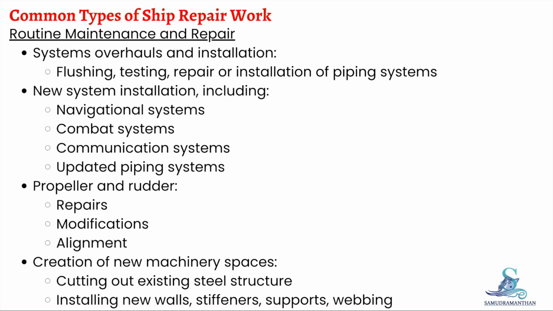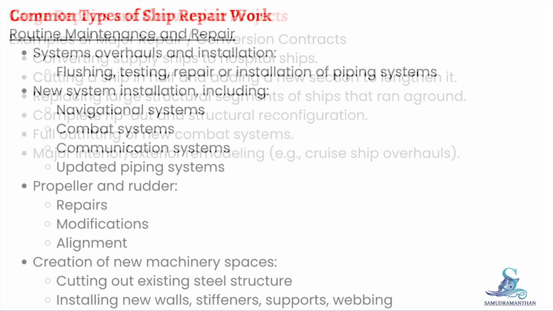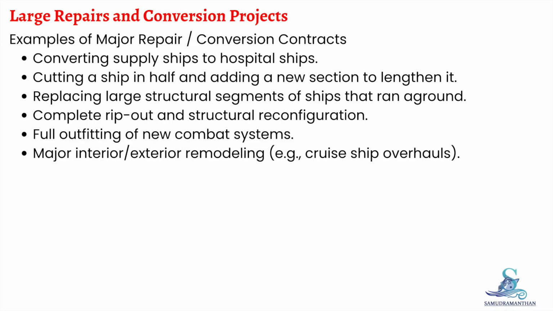System overhauls and installations, including flushing, testing, and repairing piping systems. New system installations such as updated navigational systems, combat systems, communication systems, or new piping systems. Propeller and rudder repairs, modification and alignment. Creation of new machinery spaces, which may involve cutting out existing steel structure and adding new walls, stiffeners, vertical supports, and welding. These types of repair keep the ship operational and extend its service life.